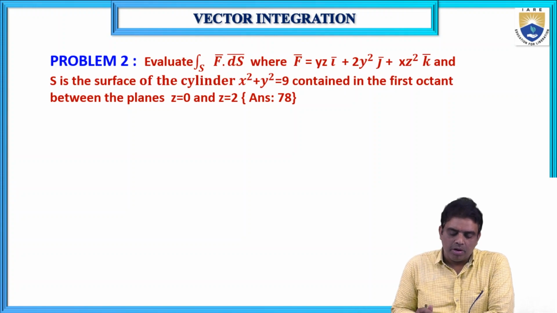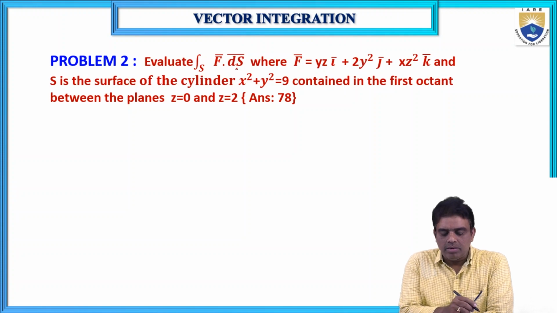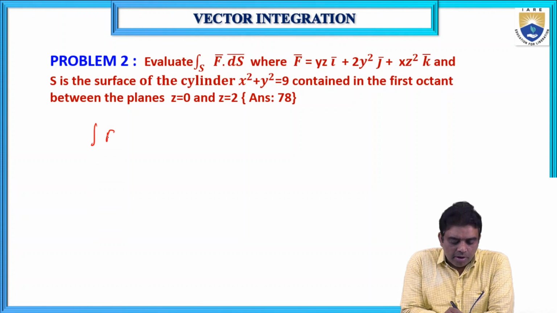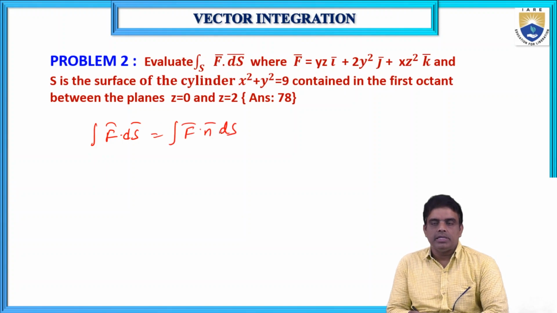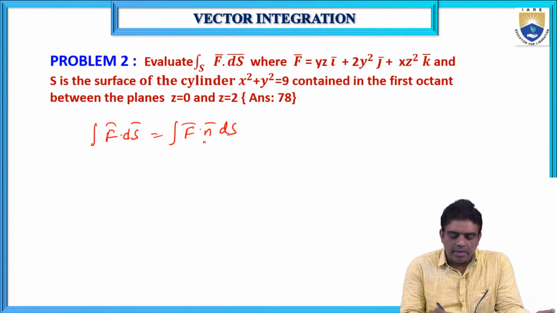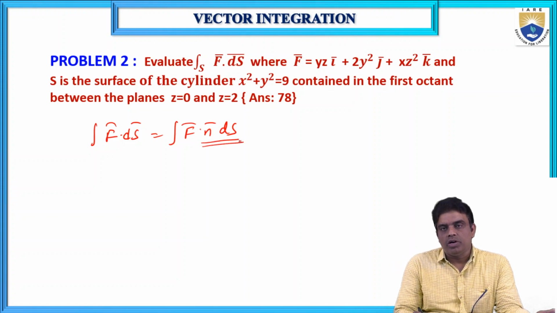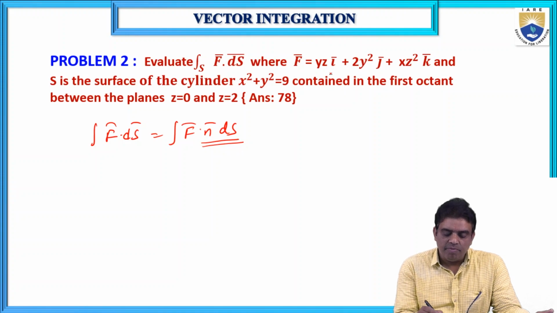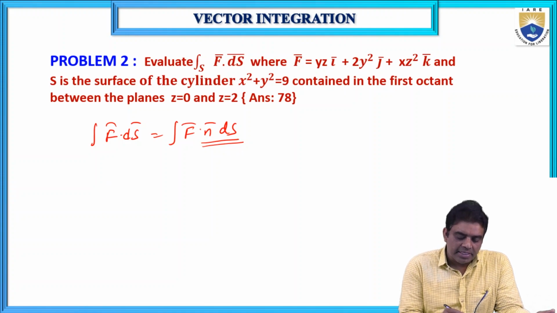Evaluate the integral of f bar dot ds bar. Here ds bar means the vector area. F bar dot ds bar can be written as f bar dot n bar into ds, since ds bar is nothing but the vectorial area, which can be represented as the outward normal vector n bar into ds. Here f bar is given, and the surface is the cylinder.